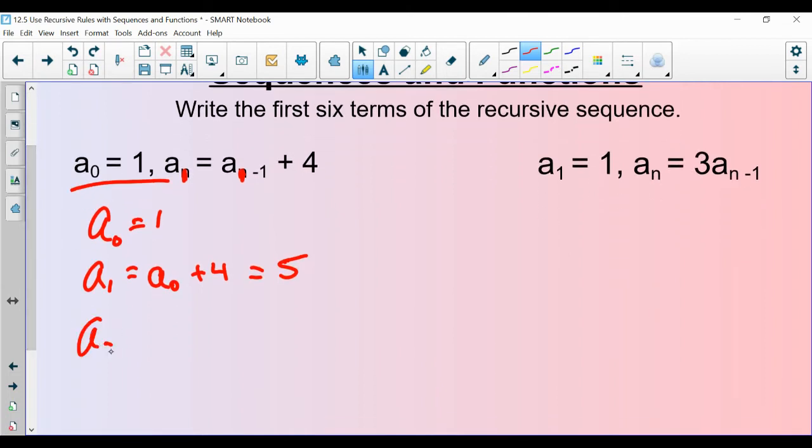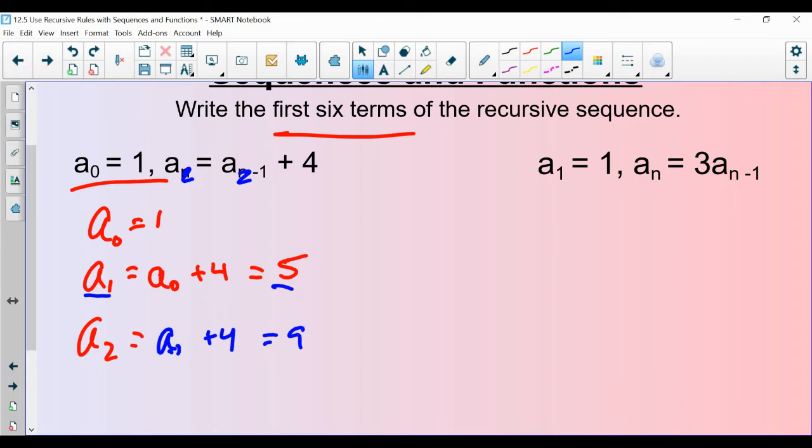Well, what about a sub 2? We have to find the first 6 terms. A sub 2: if I plug 2 in as the thing that I want to know about, I would also plug 2 in there, because I'm plugging 2 in for n. A sub 2 minus 1, well, 2 minus 1 would be a sub 1, plus 4. Well, what is a sub 1? I already found out what a sub 1 is. It's 5. 5 plus 4 is 9. So my pattern: a sub 0 is 1, a sub 1 is 5, a sub 2 is 9.